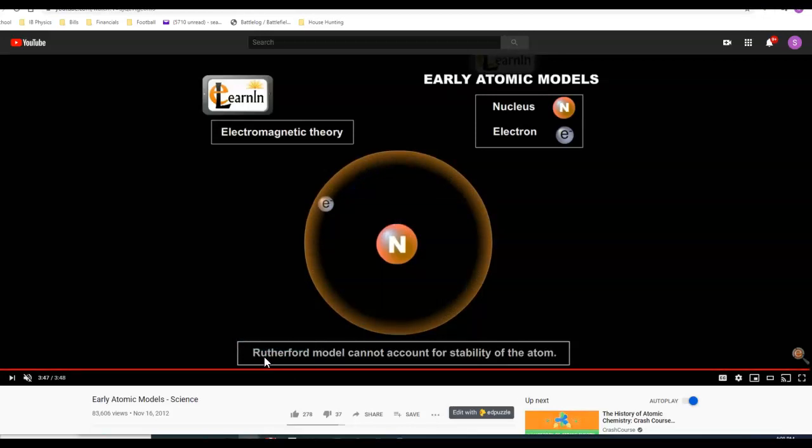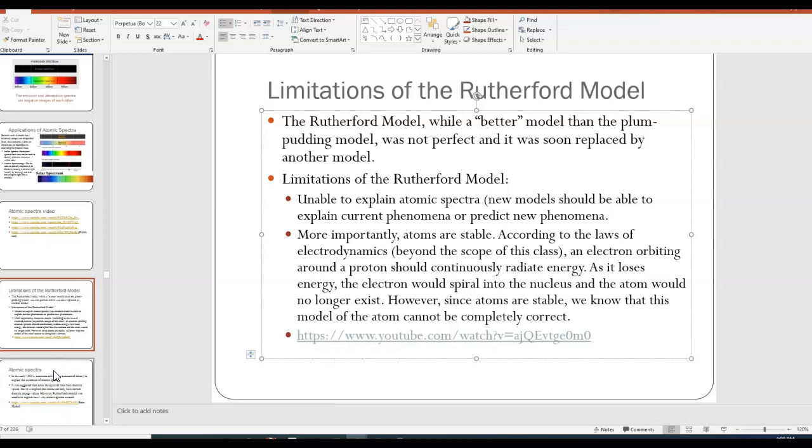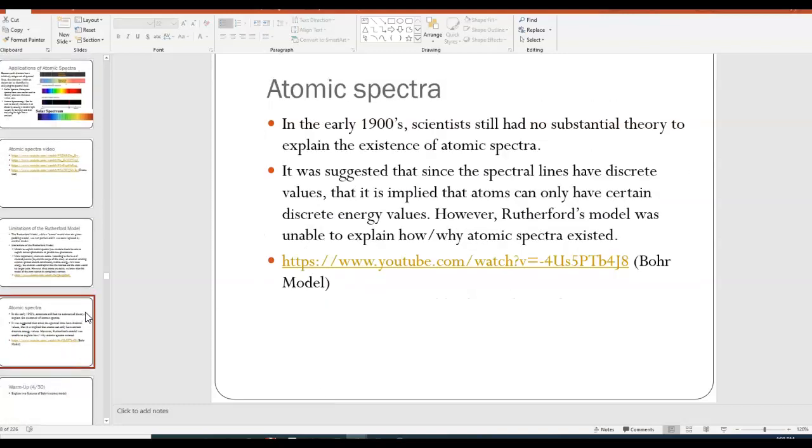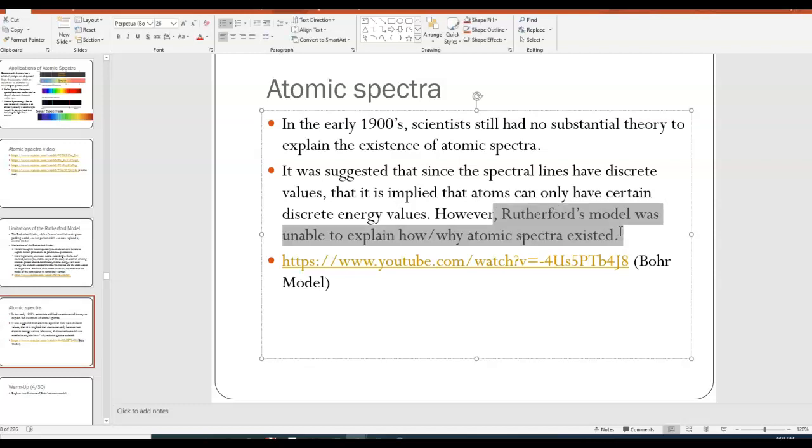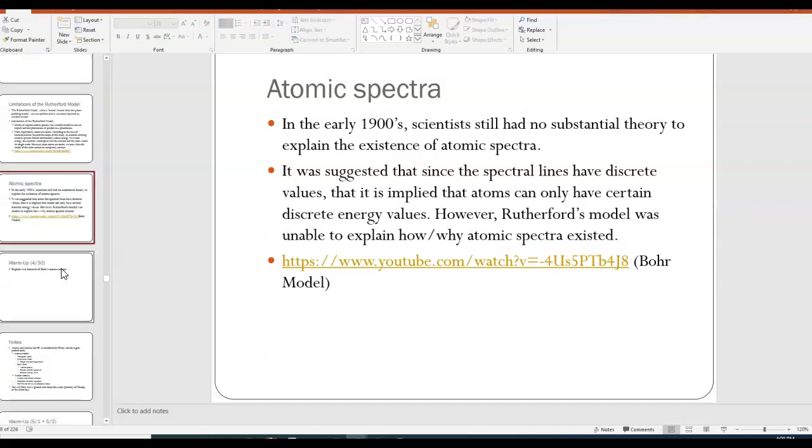It says right here in the video, the Rutherford model cannot account for the stability of the atom. Plus, it can't explain atomic spectra, which is also an issue. So it was suggested that because the spectral lines have discrete values, maybe atoms can only have certain discrete energy values. Unfortunately, Rutherford's model was not able to explain any of that, and so that's going to lead us to Bohr's model of the atom.